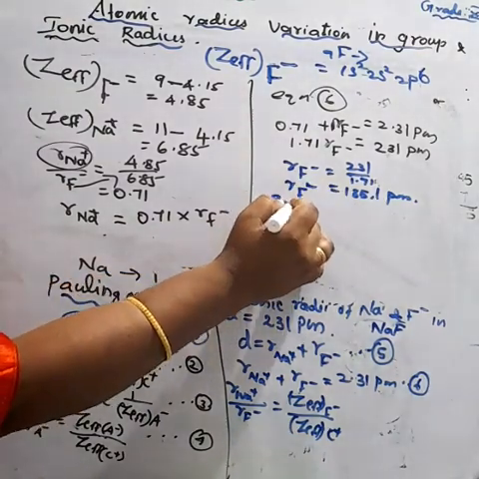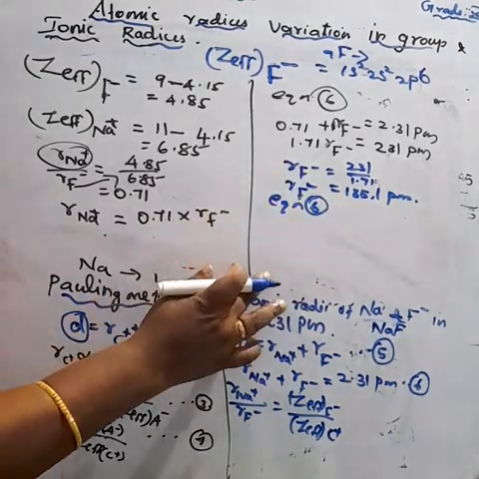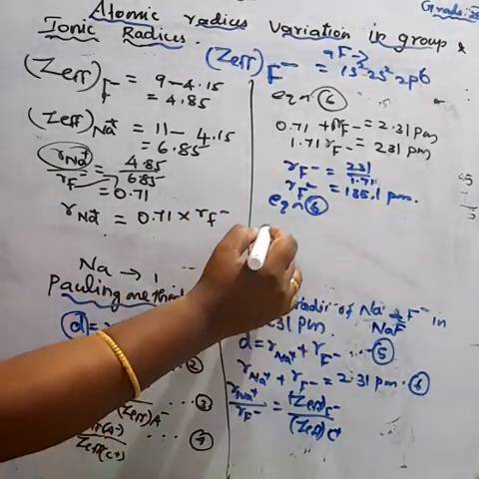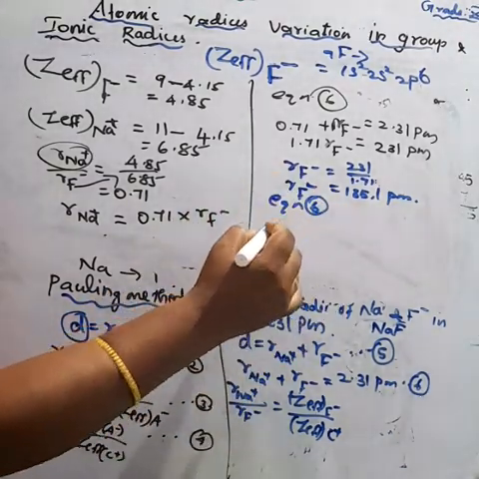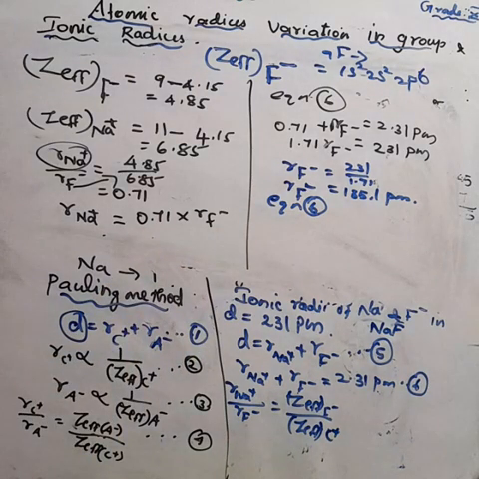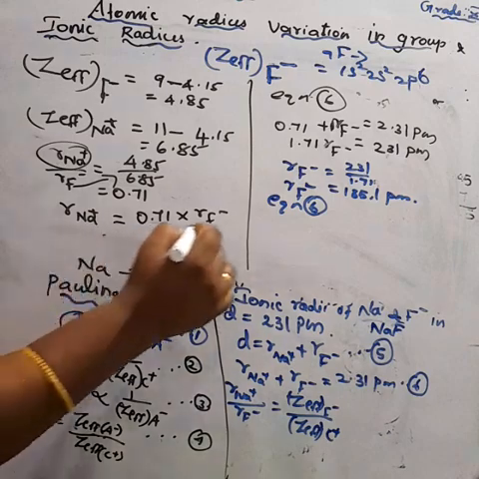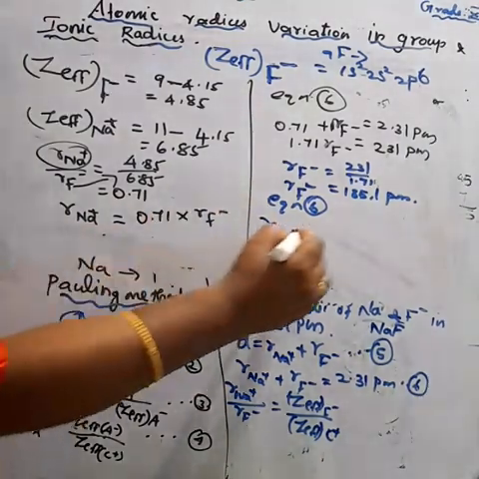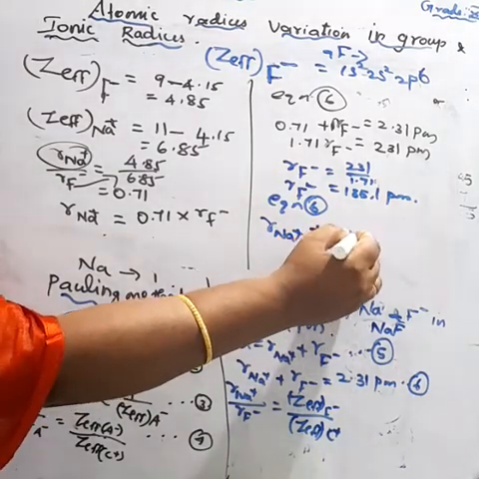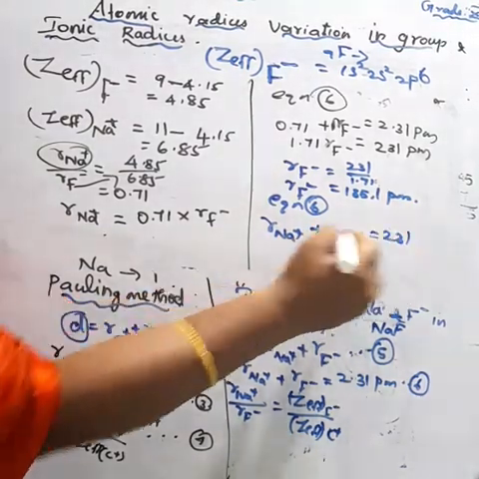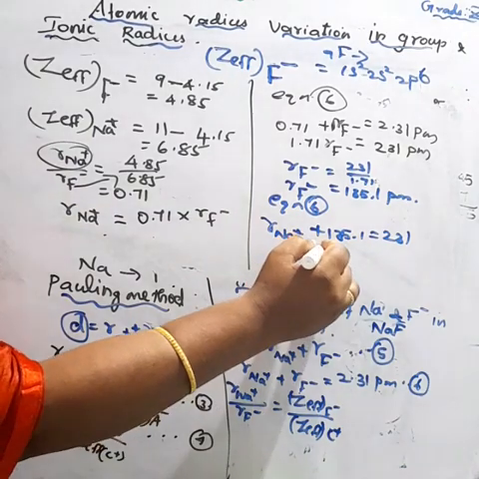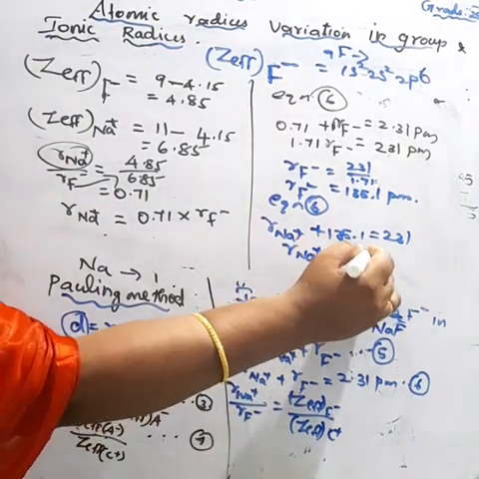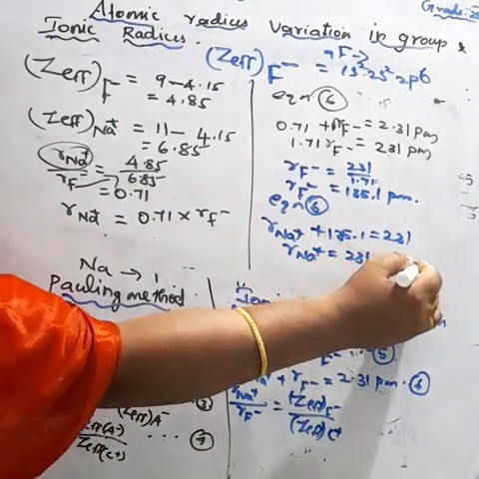Substituting the value of r F- in equation number 6, we get r Na+ plus 135.1 is equal to 231. So r Na+ is equal to 231 minus 135.1. So we get 95.9 picometer. Understood?